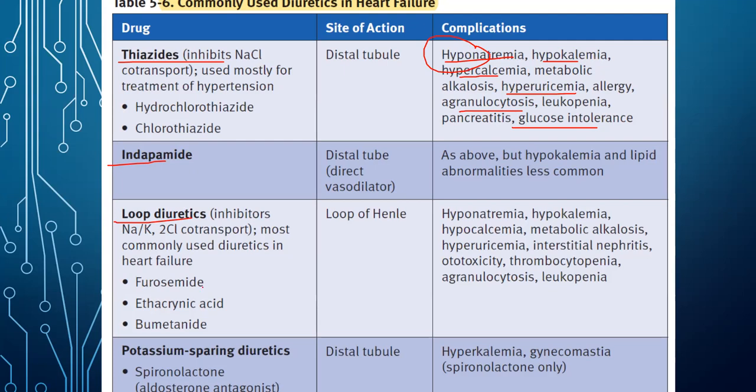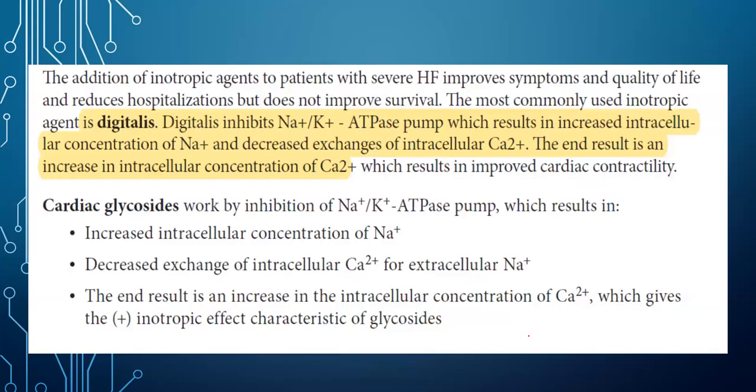Then we have loop diuretics. The common loop diuretic that we use is furosemide. It can cause all types of electrolyte abnormality. So hyponatremia, hypokalemia, hypocalcemia, all of this can happen. But furosemide has some notorious side effects, like it can cause ototoxicity. It can cause interstitial nephritis. So remember these two. And then we have a potassium-sparing diuretic, which is spironolactone, which can increase the potassium in your body. And spironolactone is very notorious to cause gynecomastia. So these are the side effects that come in exams in many ways.